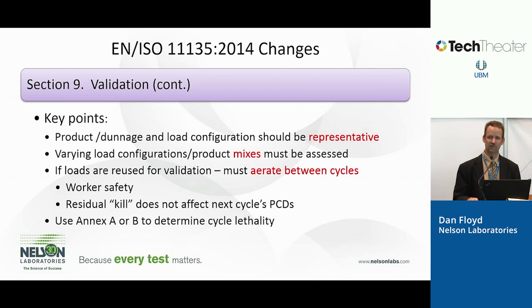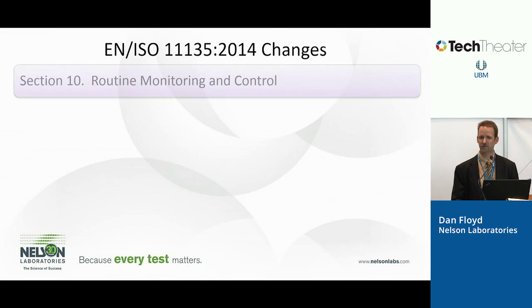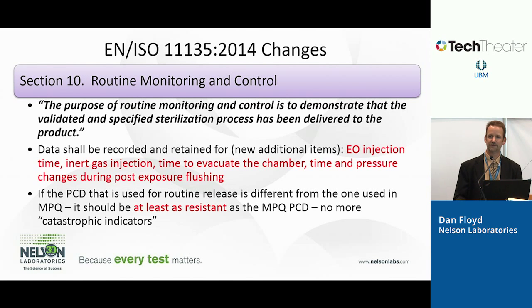So if you're going to reuse your loads, you have to aerate those between cycles. And so that's it for the validation part of it. Then you get into section 10, which is routine monitoring and control. This is where, once you've validated it, you're just going to go through your routine production cycles from then forward.